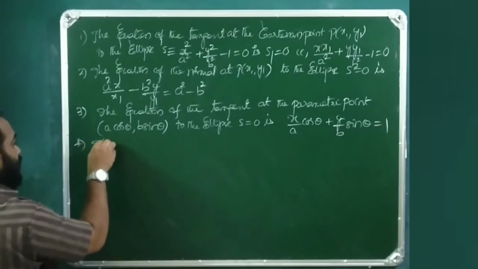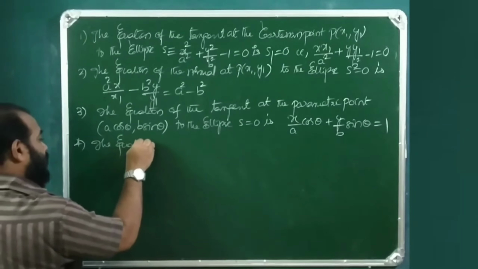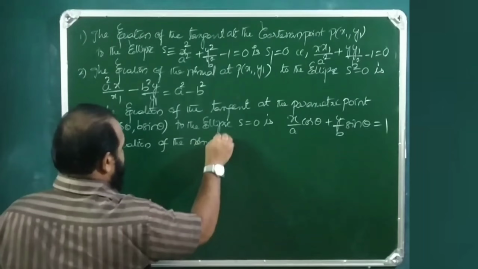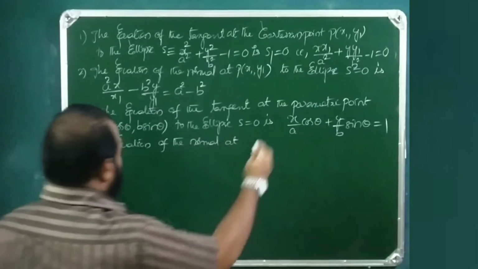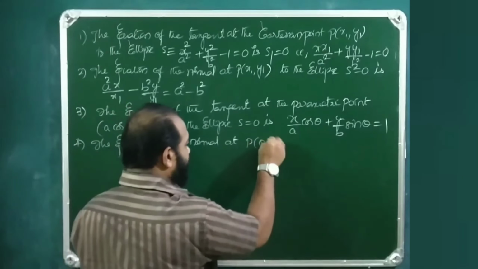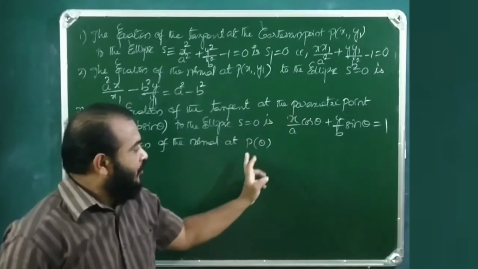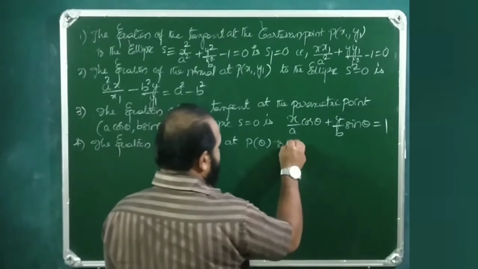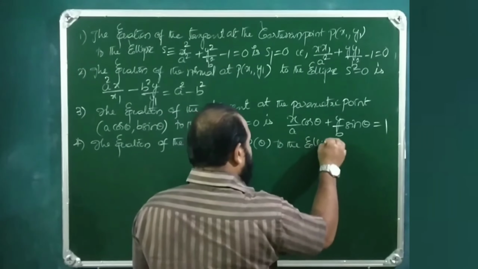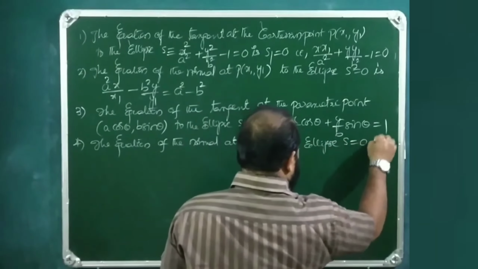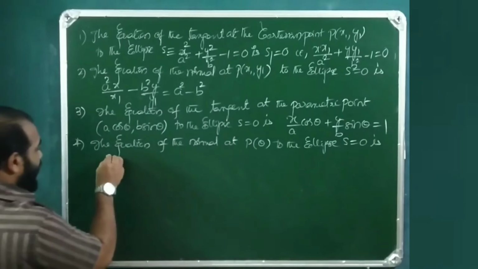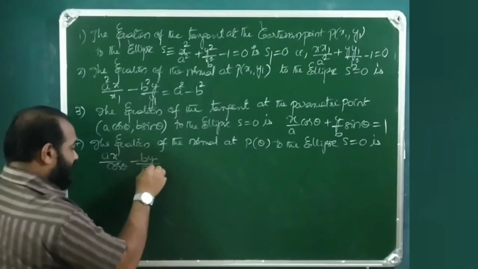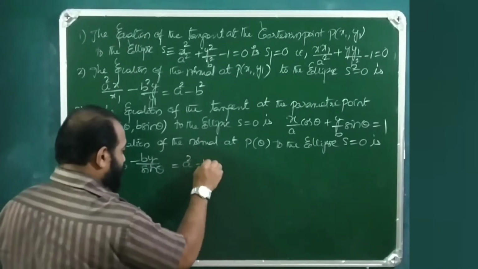The equation of the normal at the parametric point, denoted as P theta, that is (a cos theta, b sin theta), to the ellipse S equals 0 is ax by cos theta minus by by sin theta equals a square minus b square.